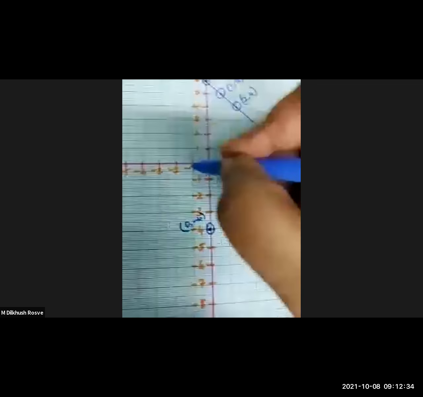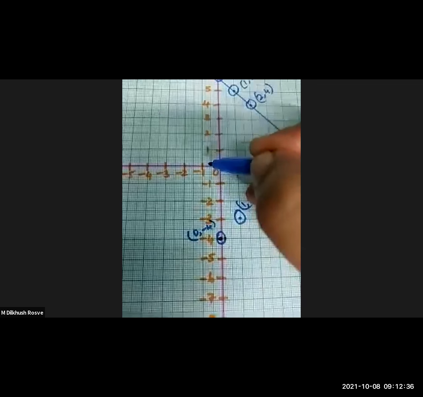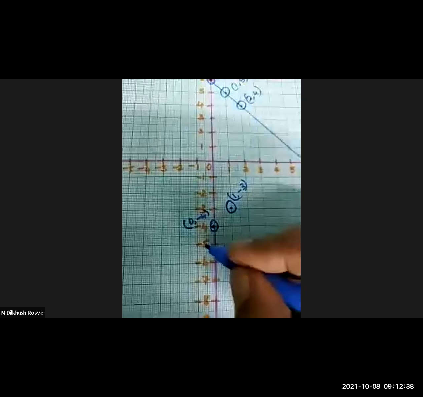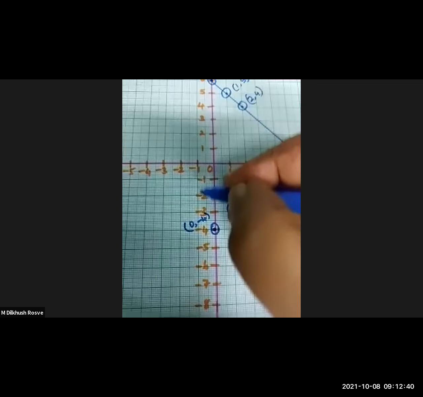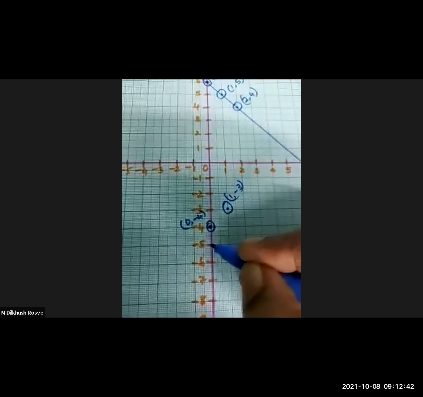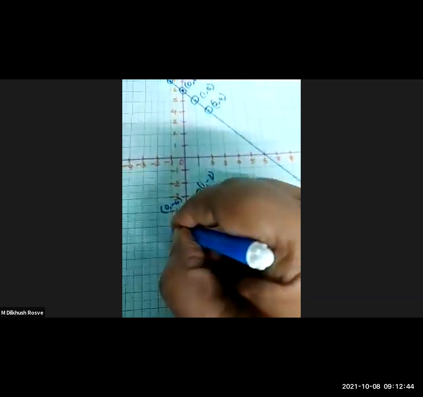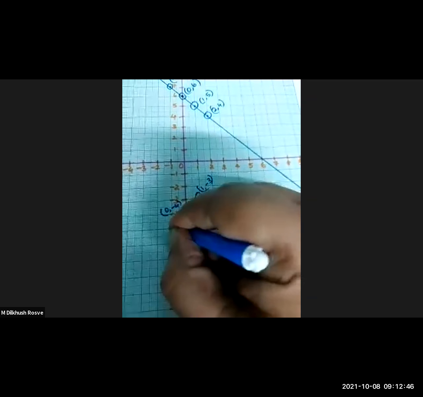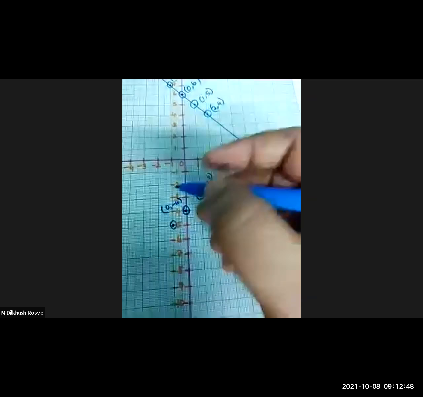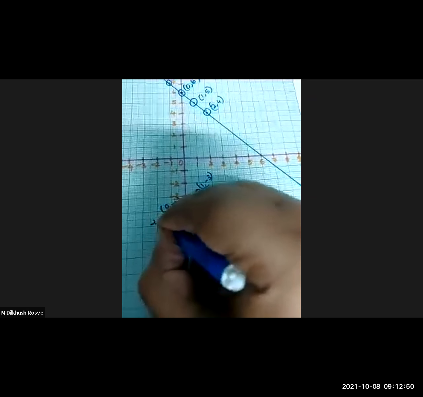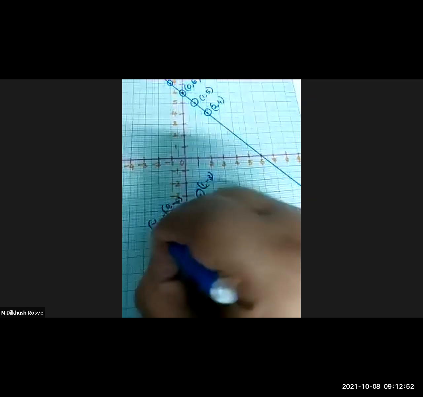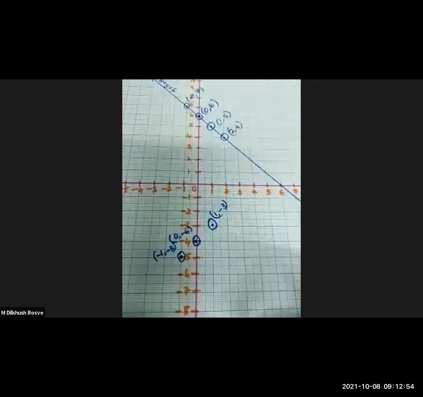So where is minus 1? Here it is, minus 1. Minus 1 and minus 5. So this line, you see carefully, this line and minus 5, this line. Okay, so here you will get the point. Minus 1 and minus 5. Clear, children?